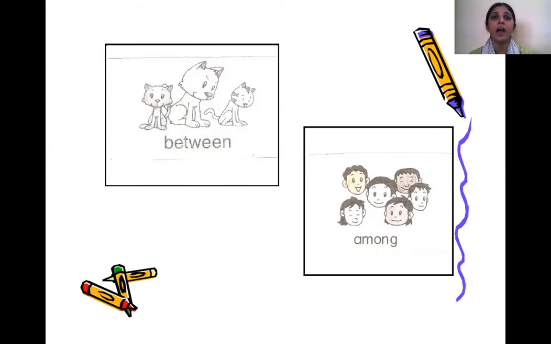Say for instance, I have a chocolate, and that chocolate I am to give to any two students. Then I would say, let's assume the names, Aishwarya and Aradhya, let's say. Then I would say, take this Dairy Milk and share this Dairy Milk between Aishwarya and Aradhya. Why? Because there are only two I'm talking about.